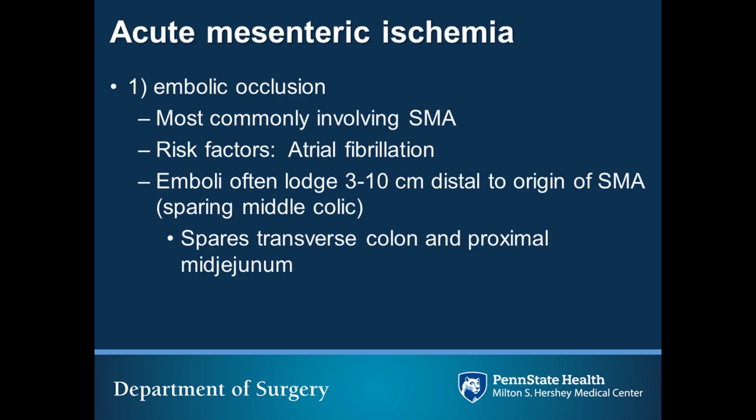The first type of mesenteric ischemia is from embolic occlusion. This most commonly involves the superior mesenteric artery, and risk factors for embolic occlusion include atrial fibrillation. In these cases, the emboli often lodge approximately 3 to 10 centimeters distal to the origin of the SMA, which sometimes leads to sparing of the middle colic artery.